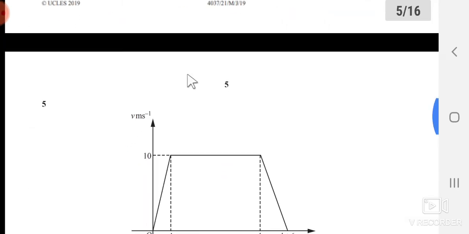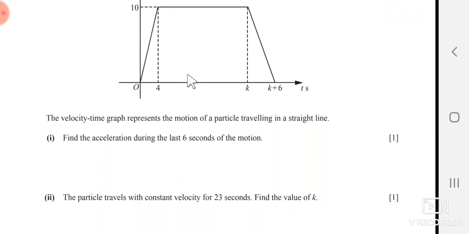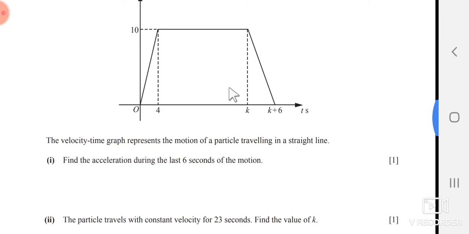now I'm going toward question 5, and in question 5, find the acceleration during the last 6 seconds of the motion. For the 6 seconds, actually this is that part, because k to k + 6 is 6 seconds. So the graph belonging to this part is this one. So you have here k, the coordinates of this point (k, 10), and the coordinates of this (k + 6, 0). So you can find the gradient of this line. The gradient of this line will give you the acceleration.